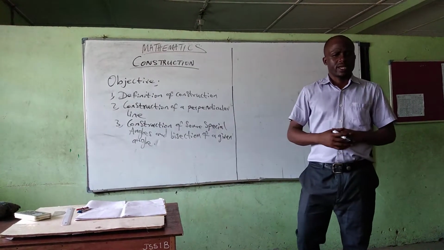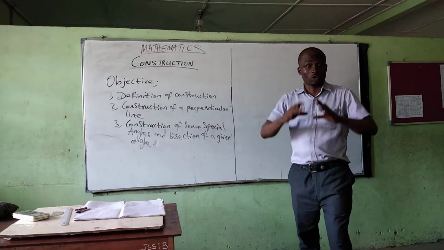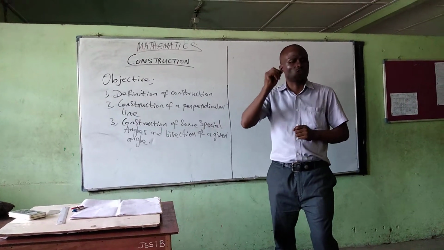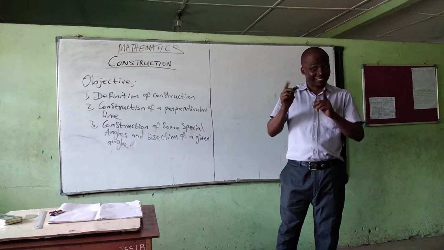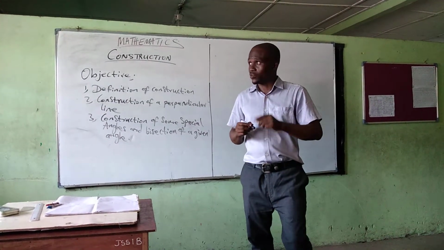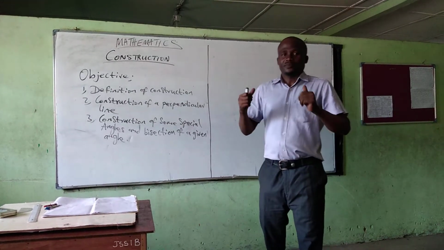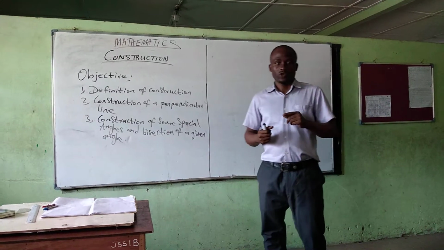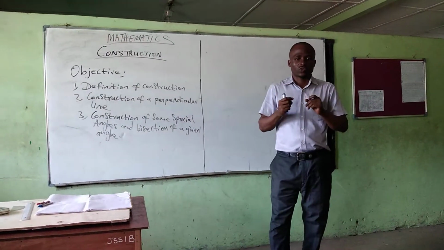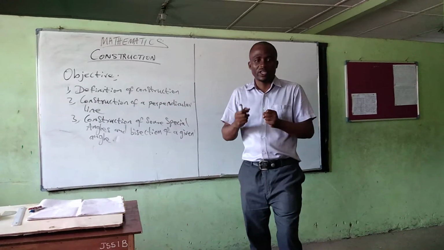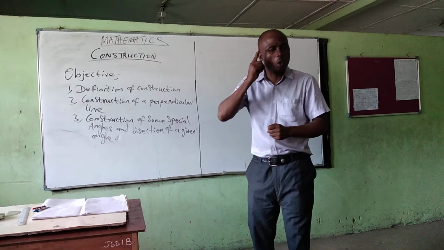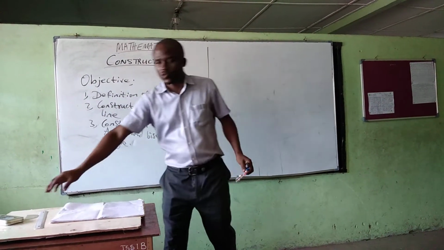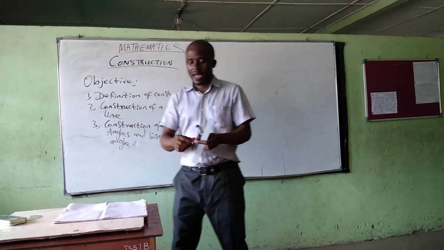Construction in geometry means to draw shapes, angles or lines accurately by using only a compass, a straight edge, that's the ruler, and a pencil. This is a compass, straight edge or ruler, this is a ruler, and a pencil.